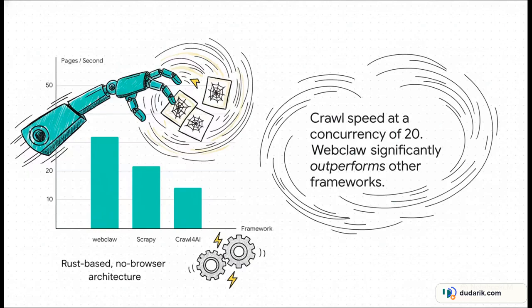What happens when you're trying to crawl a bunch of pages all at once? Well, Webclaw is pulling down over 32 pages per second. As you can see, that just blows past other popular frameworks like Scrapy. That super efficient, Rust-based, no-browser design really shines when you ask it to do some heavy lifting.